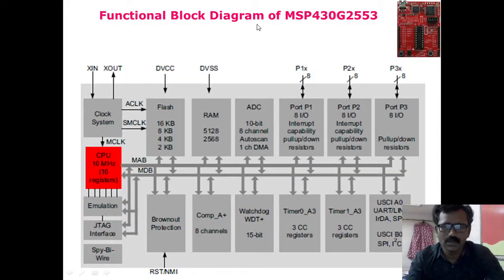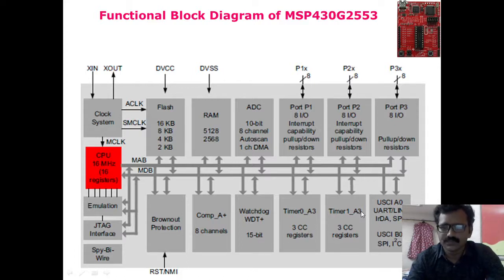Coming to the functional block diagram of the MSP430 microcontroller, it looks like this. We have already studied it in theory also. This is a 16-bit RISC CPU with 16 registers, all 16-bit. You can see MAB is the memory address bus and MDB is the memory data bus. There are 3 clocks, and MCLK is connected to the CPU. This is the flash and RAM memory, and these are the IO ports. ADC is an analog module, the comparator is also an analog module, and there are timers and a watchdog timer.